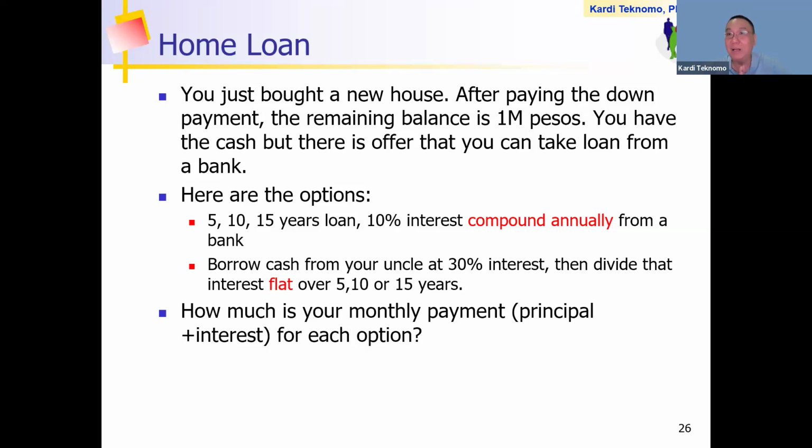So here are the options that you have. A 5-year, 10-year, or 15-year loan at 10% compound interest annually from the bank, or you can borrow cash from your uncle. Your rich uncle will give you cash, but flat, not compounded annually, just 30% interest. Again, you can choose 5, 10, or 15 years. So which one is your decision?